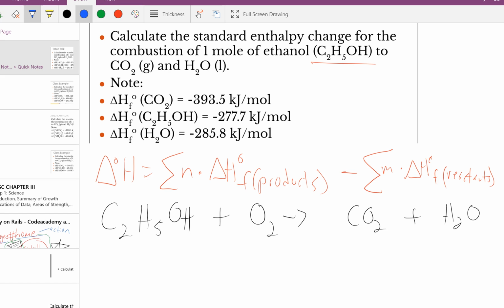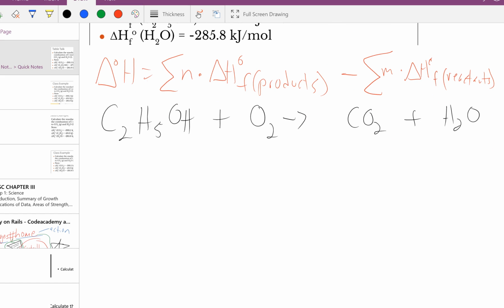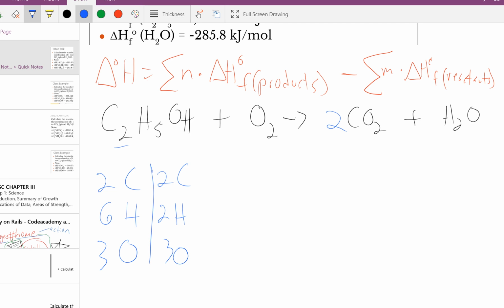So balancing this reaction, I know that I have 2 carbons on the left side. I'm going to need 2 on the right side no matter what. That gives me 2 carbons, 6 hydrogens, 3 oxygens versus 2 carbons, 3 oxygens, and 2 hydrogens. So I'm going to put a 3 in front of this guy right here, which will change this to 6 hydrogens. And now I have a total of 7 oxygens. So I'm going to need a 3 right here, and that's going to balance my equation. It's going to give me a total of 7.